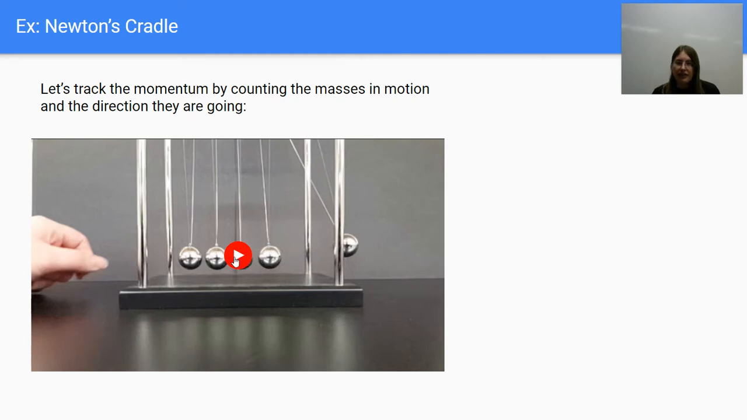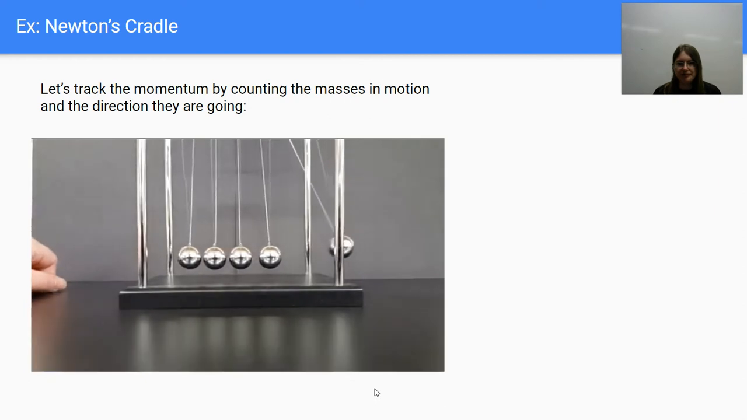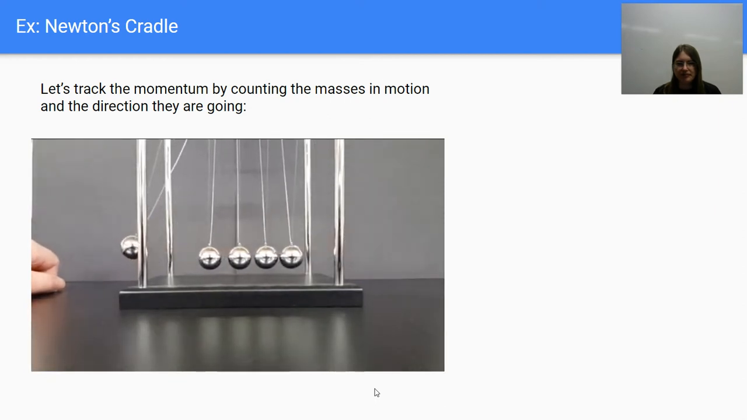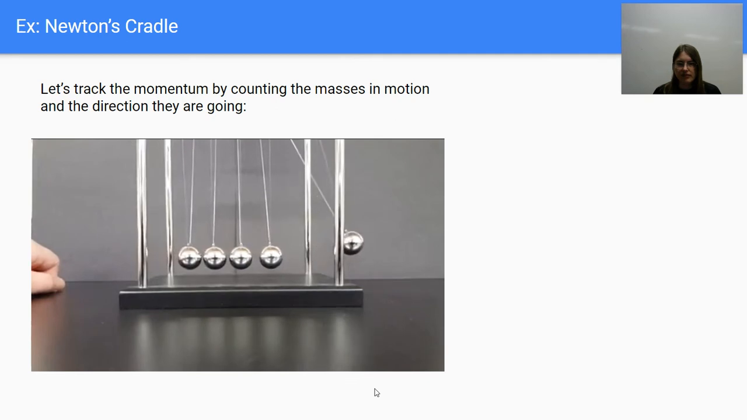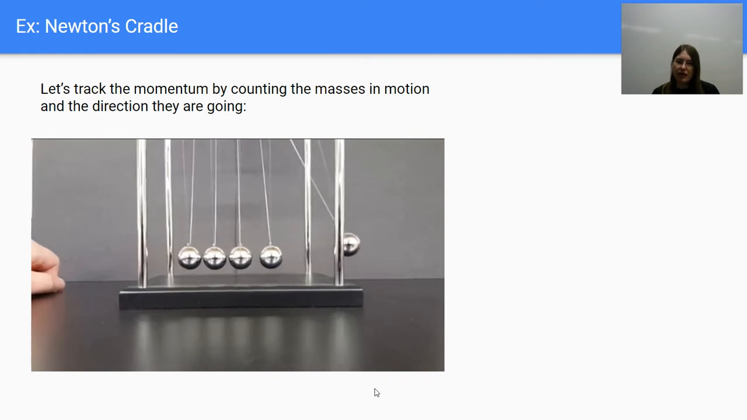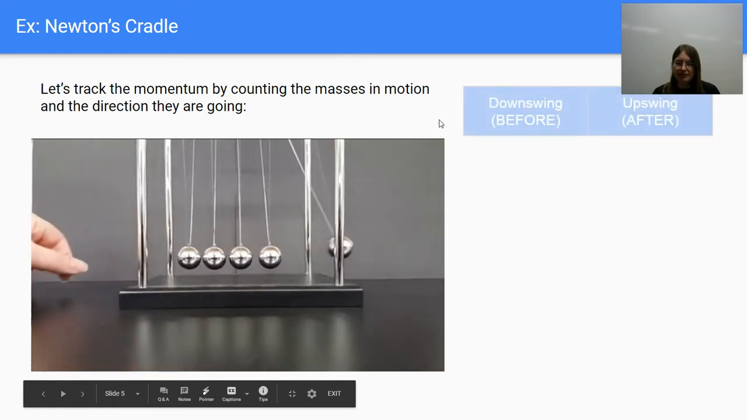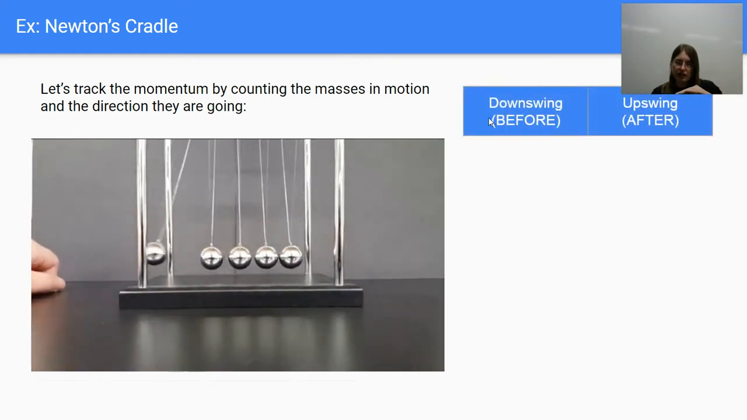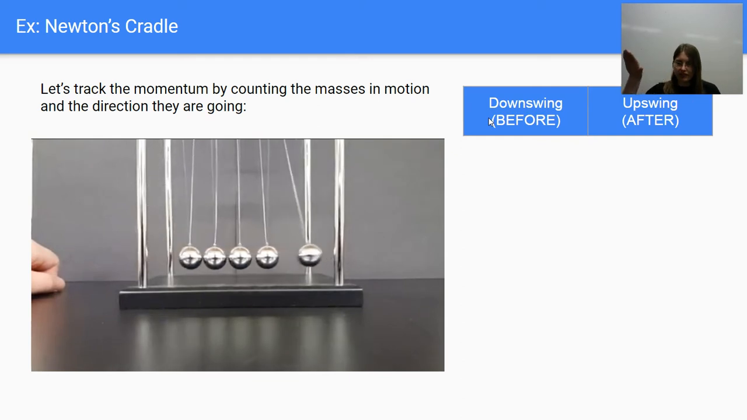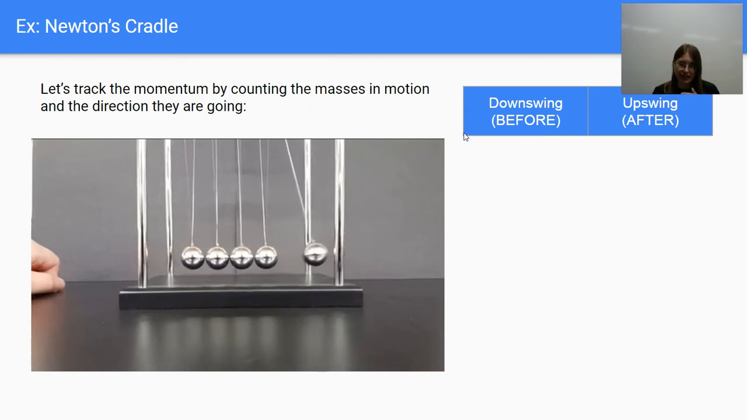If you count the number of masses in motion and the direction they're going in a Newton's cradle, we can actually see this in action. So let's watch. One ball was taken and released, and you'll notice that one ball is moving back and forth. So if we track before and after, the before is going to be that downswing coming in on the left, which I guess for you is, I can't mirror, I have to mirror this way. Yep, that's the downswing, and then the upswing would be on the other side, is after the interaction of hitting.